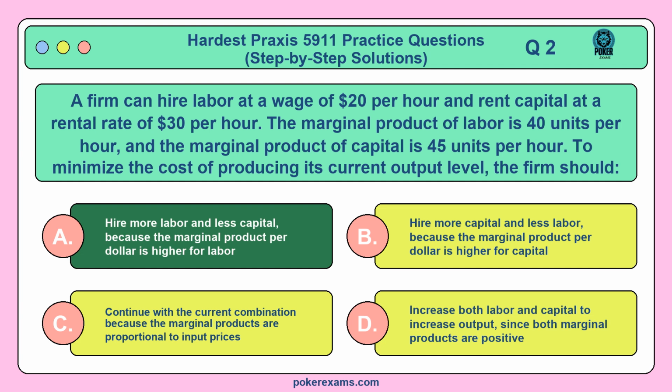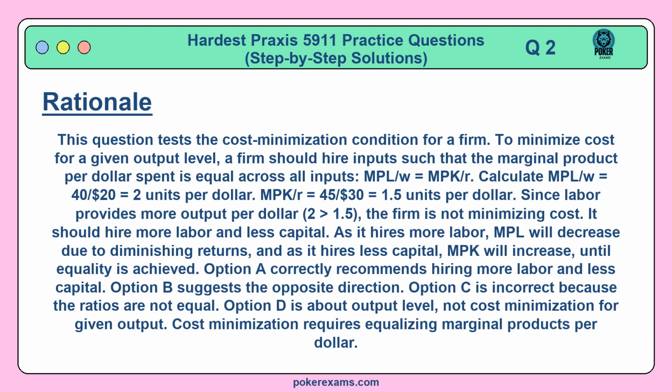The correct answer is A. This question tests the cost minimization condition for a firm. To minimize costs for a given output level, a firm should hire inputs such that the marginal product per dollar spent is equal across all inputs. MPL/W equals MPK/R. Calculate MPL/W equals 40/$20 equals 2 units per dollar. MPK/R equals 45/$30 equals 1.5 units per dollar. Since labor provides more output per dollar, 2 greater than 1.5, the firm is not minimizing cost. It should hire more labor and less capital. As it hires more labor, MPL will decrease due to diminishing returns, and as it hires less capital, MPK will increase, until equality is achieved.